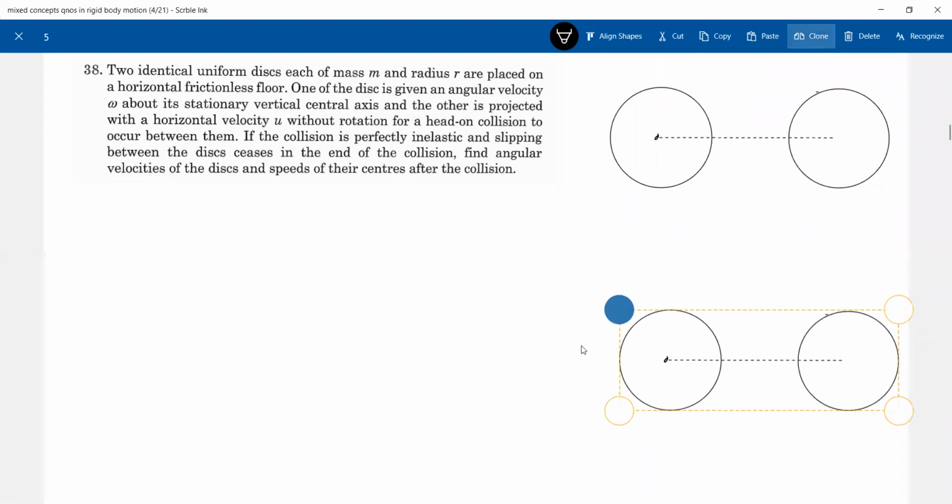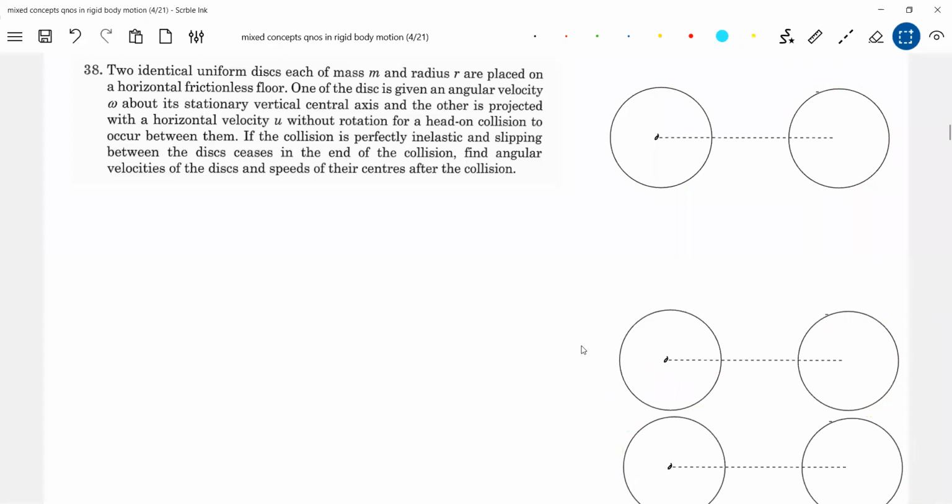Let me keep spare. One disk is given velocity u. Let me call the centers O1 and O2, and this one is given angular velocity omega naught. Let me call the velocity u naught. Later on, I'll change the symbol. Both are having the same radius, r.